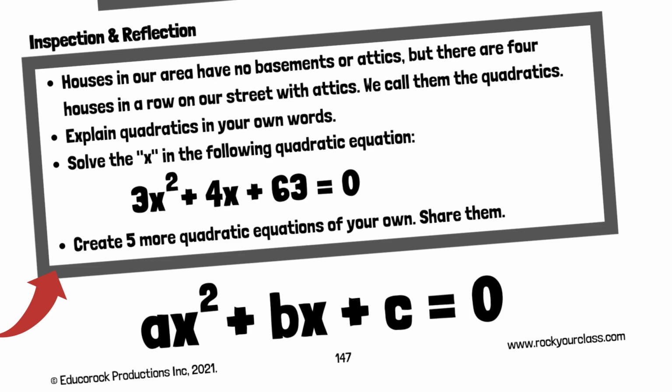Houses in our area have no basements or attics, but there are 4 houses in a row on our street with attics. We call them the QUADRATICs.